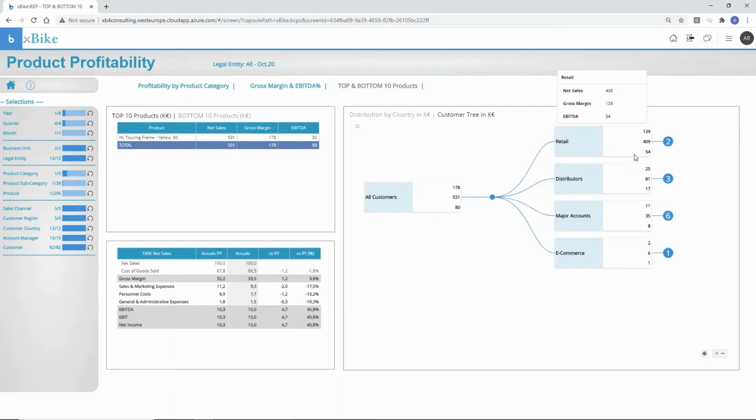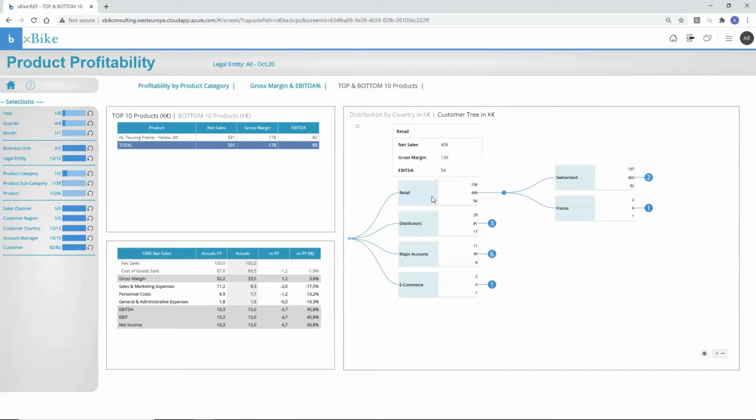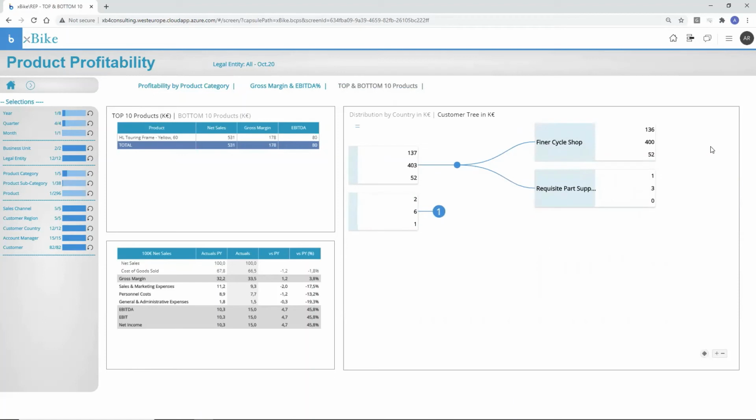e-commerce. I can also drill further and look into the retail channel, which are the most contributing countries, in this case Switzerland, which is in line with my chart here. And I can even drill further and identify the individual customers. In this case, it's mainly this customer which is buying most of this product. So I'm really able to drill to the details by product and by customer on my most profitable products.